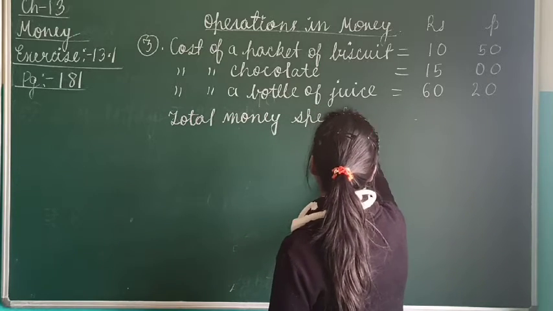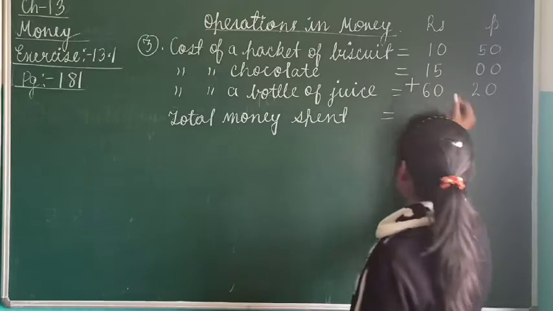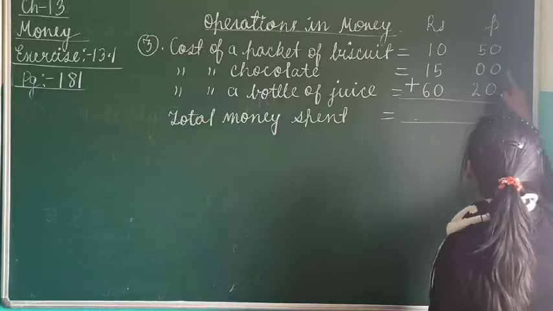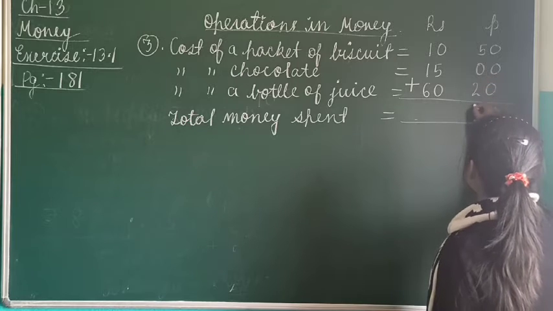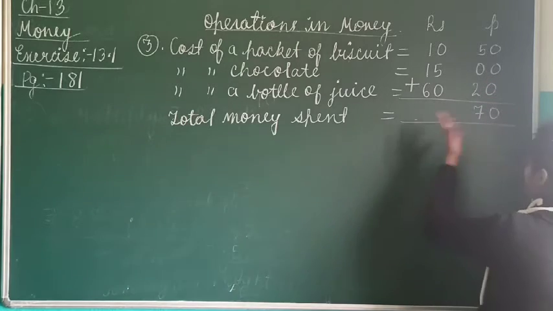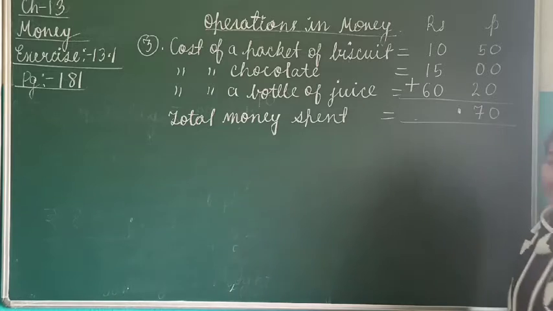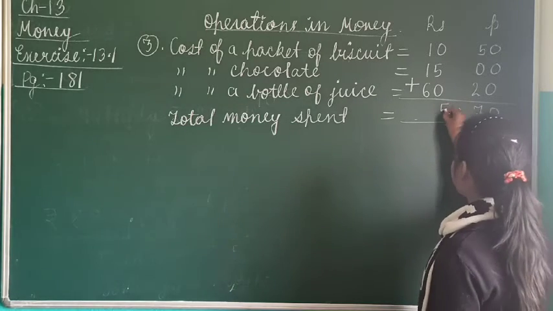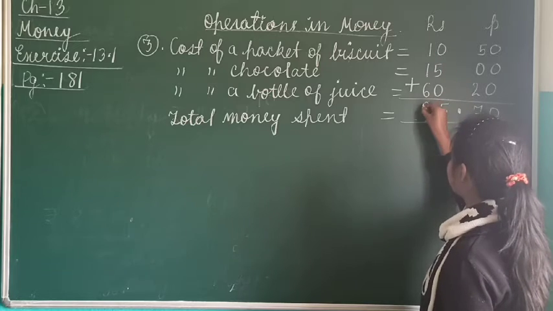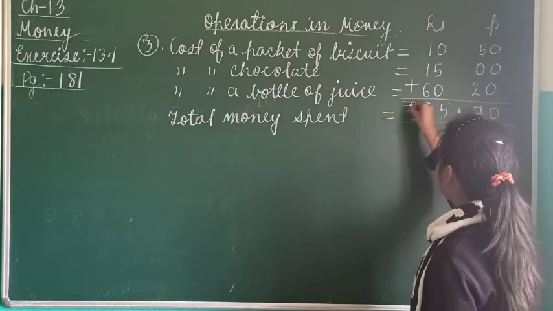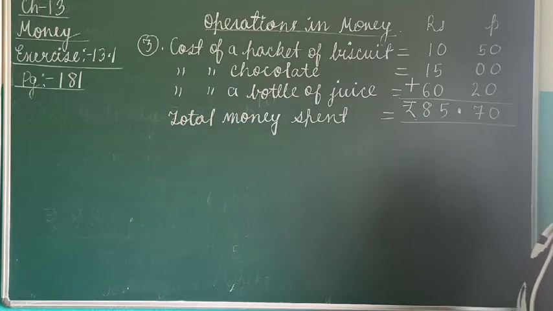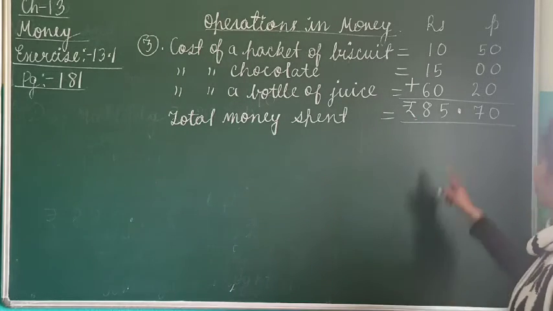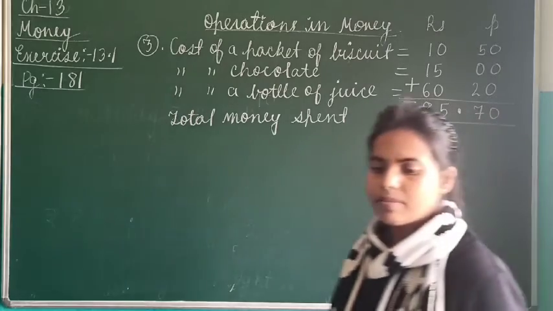What we will do? We will do addition. Put the sign of add and just write it, 0, 5, 6, 7. Okay. See, to separate rupees and paise, as I told you, we give a point there. Now you see 5, 6, 7 and 8. So what is the total sum? 85 rupees 70 paise. Rupees you will always write like this. Okay, 85 rupees 70 paise.